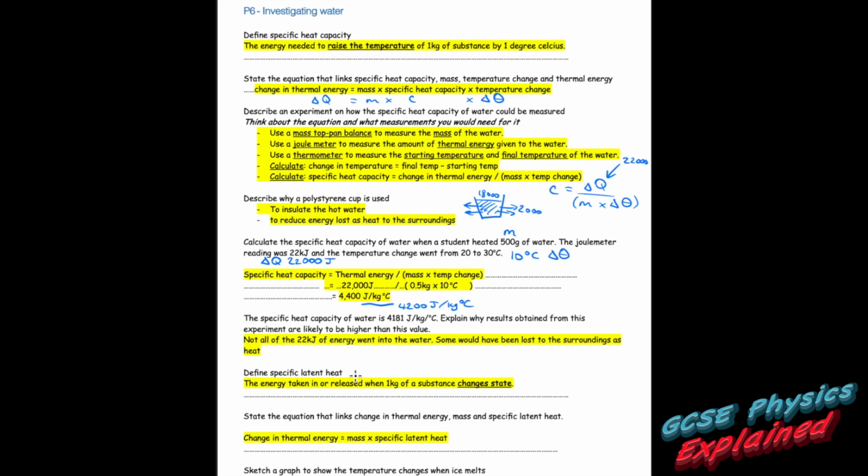Define specific latent heat. Now that's the energy taken in or released when 1 kilogram of a substance changes state. If you looked at it on a graph, the temperature goes up, then it goes flat, then it goes up. This part here is the specific latent heat. The word latent is Greek. It means hidden. So hidden heat. Because if I'm still heating it, you go, well, why is the graph not going up anymore? It's as if the heat is hidden.